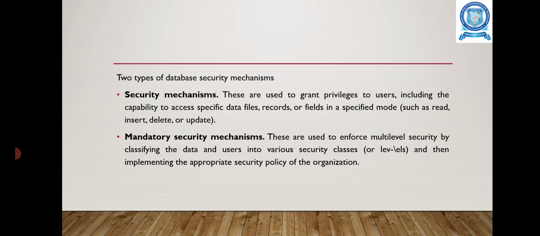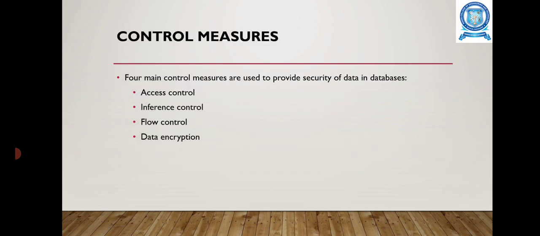The first one is the discretionary security mechanism. These are used to grant privileges to the users, including the capability to access specific data files, records or fields in a specific mode. Then the second one is the mandatory security mechanism. These are used to enforce multi-level security by classifying the data and users into various security classes and then implementing the appropriate security policy of the organization.